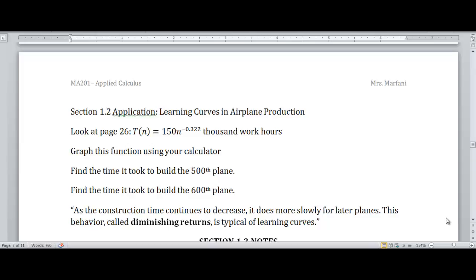Hello, today we're going to be discussing section 1.3, but let's go ahead and finish up one last topic in 1.2. It's an application. If you look on page 26 of your book, you'll see it says learning curves in airplane production, and they give you the formula that we have here, 150n raised to the negative 0.322 thousand work hours. Now what this tells you is the number of work hours that it takes to produce the nth plane, okay? So the nth plane.